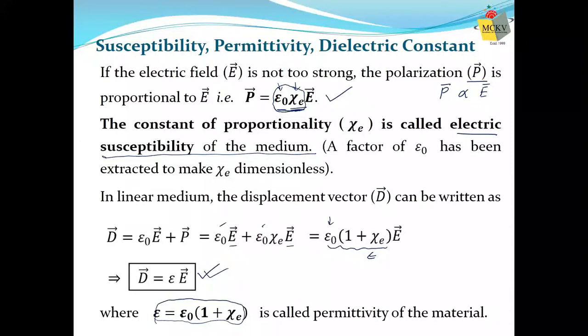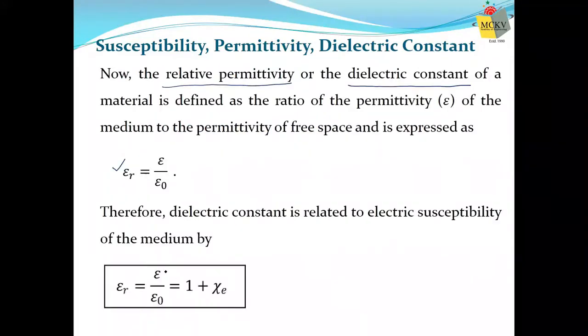And what we observed in the previous slide, epsilon is epsilon naught into 1 plus chi E. Therefore, epsilon r will be 1 plus chi E. Epsilon r equals 1 plus chi E. Now you observe, we have already said chi E, the electrical susceptibility, is a dimensionless quantity. And that's why epsilon r is also a dimensionless quantity.